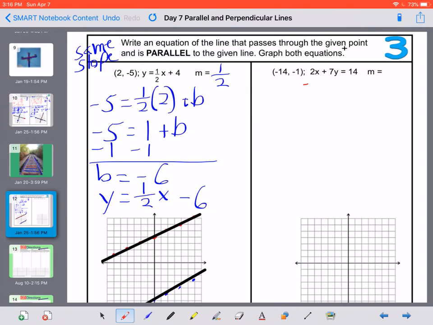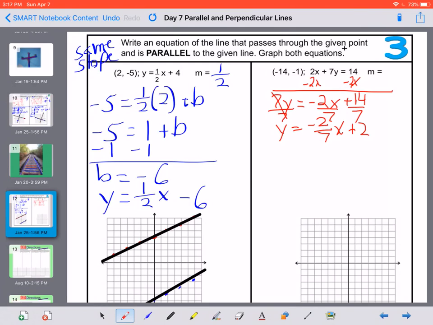Next one, we're going to subtract 2x. So we will get 7y equals a negative 2x plus 14 divided by 7. And we get y equals a negative 2 over 7x plus 2. So that is going to start at positive 2 and going to go up 2, or no, actually down 2 because it's negative, and over 7. Or now up 2 and over 7 to do the opposite.